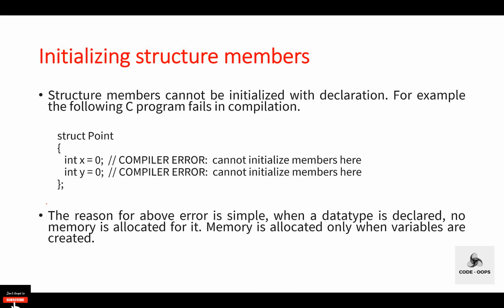The next is how to initialize structure members. Structure members cannot be initialized with declaration. For example, struct point. Point is the name of the structure and the structure has two data members x and y. If we try to initialize members of the structure, then there will be a compiler error. We cannot initialize members here. The reason is when a data type is declared, no memory is allocated for it. Memory is allocated only when variables are created.